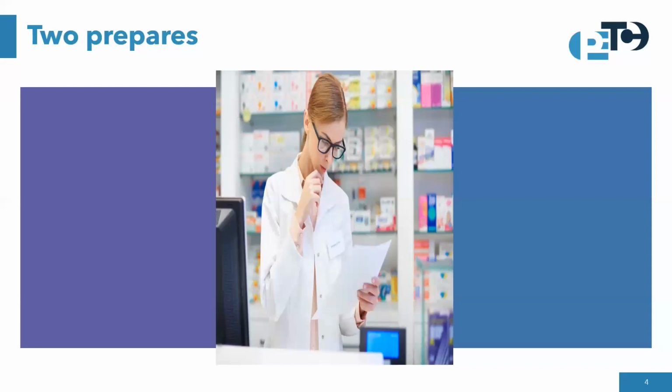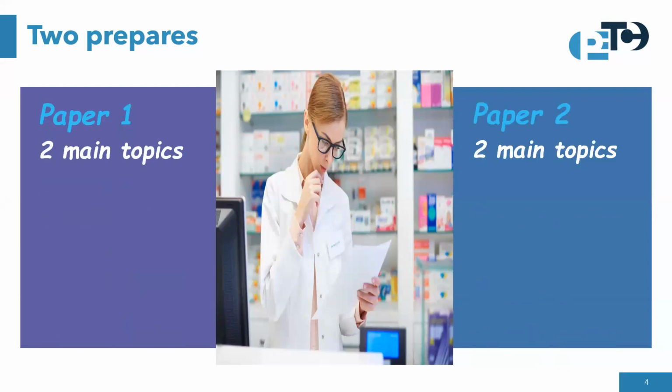Let us see the composition of each paper, which is important for us. As I mentioned, we have 2 papers. Paper 1 is formed of 2 main topics, and paper 2 is also formed of 2 main topics. Under each topic, there are some subtopics.